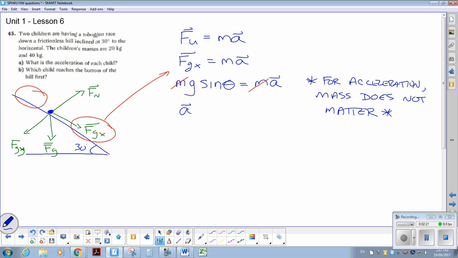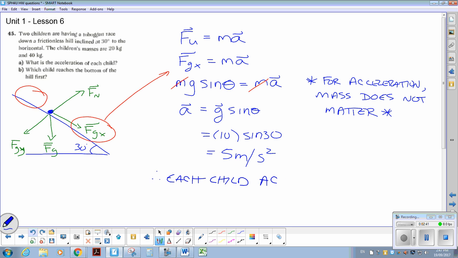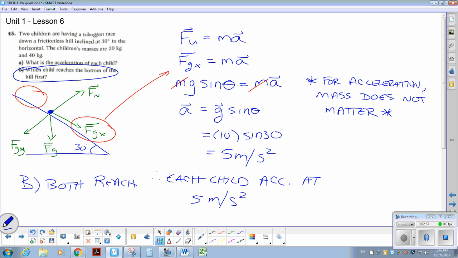Finishing that up, we're left with acceleration equals g sine theta. So 10 sine 30, and that's 5 meters per second squared. So there's our answer to A. So therefore, each child accelerates at 5 meters per second squared. So when you look at B part, which one reaches the ground first, or the bottom first, it's going to be the same, okay? Both reach the bottom at the same time.